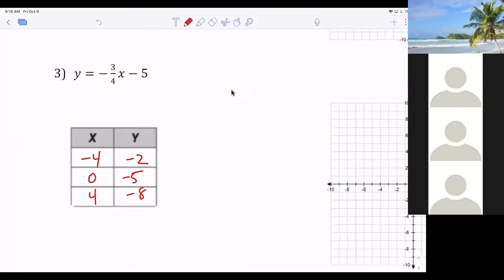You just do x minus 1, or you do the fraction. You just type in under y1, -3 divided by 4x minus 5, then you go to your table. And on your table, you put in -4, 0, and 4. Then you plot those points, then you graph the line. That's what we're doing.